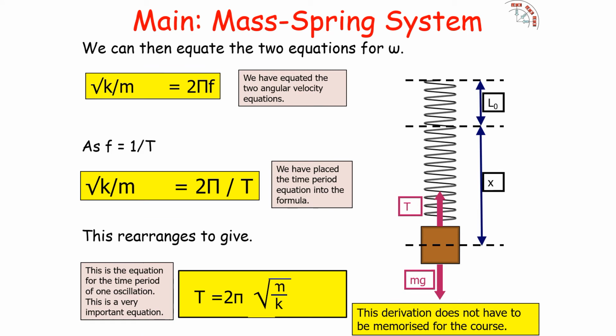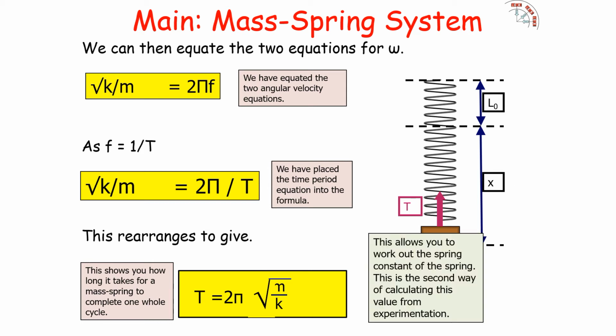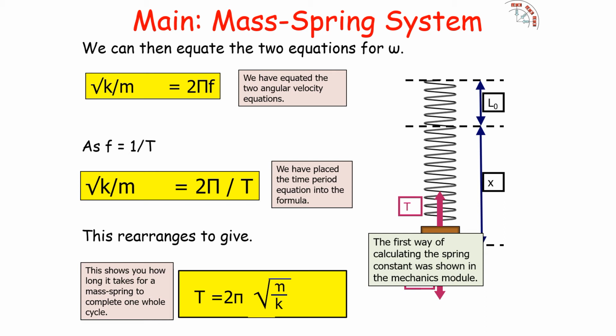We also know that omega is equal to 2 pi f, so therefore we can rearrange it and make f the subject. Then we can say f is equal to 1 over T and rearrange it to get the following equation. T is equal to 2 pi times the square root of m over k, which is the time period for one oscillation. So it's the time it takes for a mass spring to complete one whole cycle. This equation is given to you in your equation book, but you've got to be able to understand what it shows. It also allows you to work out the spring constant of a spring, which is the second way of calculating this value from experimentation, with the first way being shown in the mechanics module.